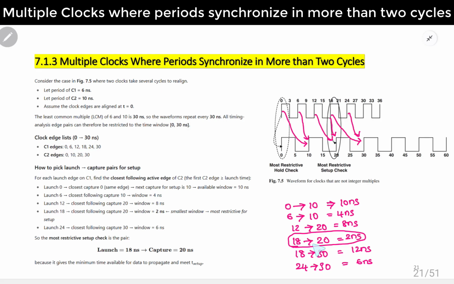So simply launching at 18, capturing at 20. That's what I mentioned here: launching at 18 and capturing at 20. We need to go for T setup, which is the most restrictive case.